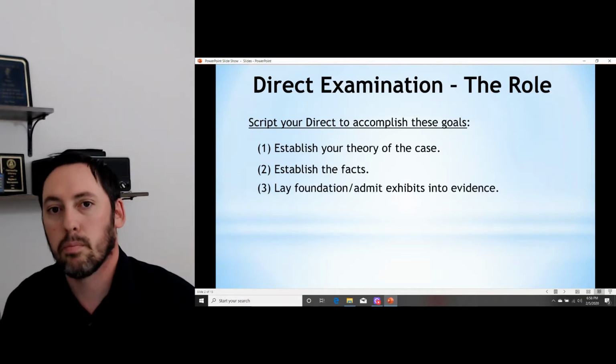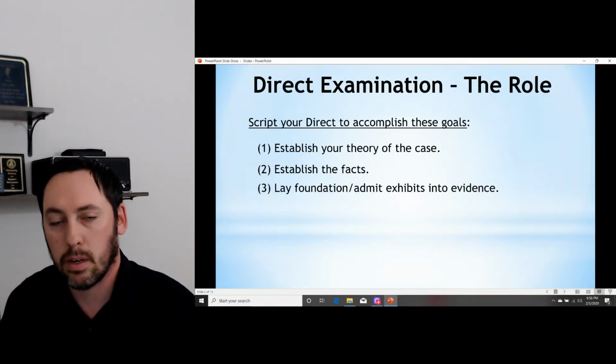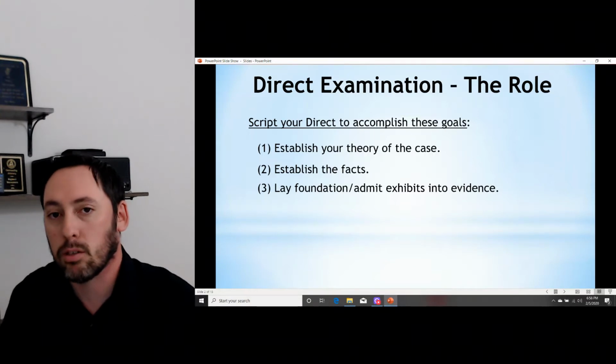So the next goal is to make sure that you're laying the proper foundation for the admission of evidence and make sure that you're admitting evidence through the proper witness.